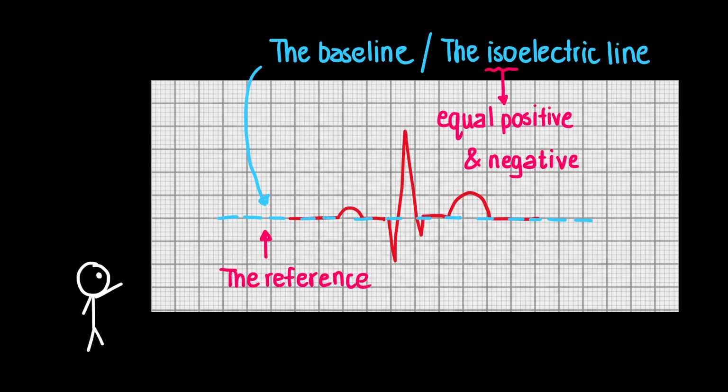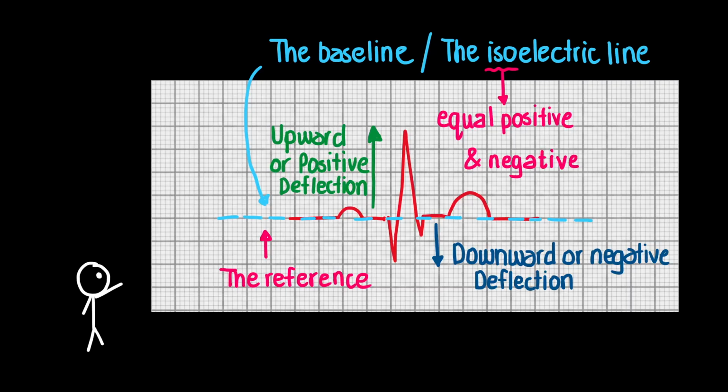This is your reference point. Everything else is measured against it. The baseline is 0. Everything above it is considered a positive or an upward deflection, and everything below it is considered a negative or a downward deflection.